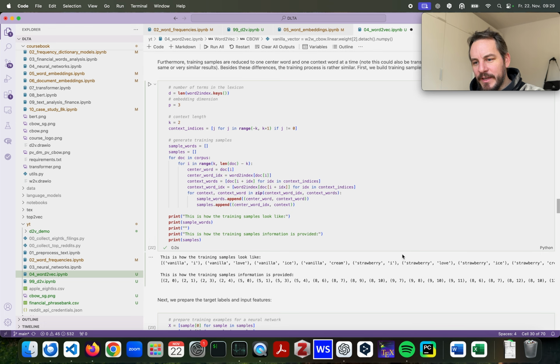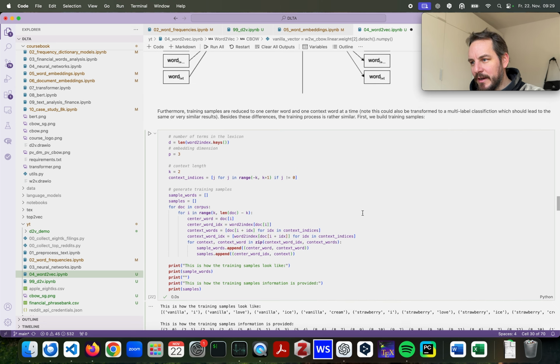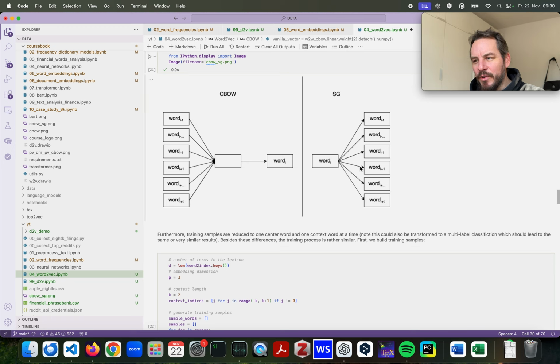So if you take a look here, for instance, like I love vanilla, I think starting from vanilla, you can already create 2 examples. So vanilla and I, and vanilla and love, and depending on the window size, even more, right? So I think here you naturally have, I don't know if that's actually true, more training examples created. But as I said, the idea is inversed here.